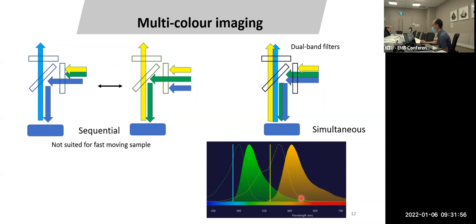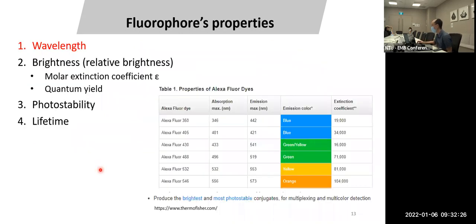So this is something you need to take note of, especially if you have a high expression level of the green dye. When you look at your orange channel, the high expression of the green dye might contribute quite a substantial amount of the intensity that you collect. So just take note of this. Unless you are imaging something very fast, I would suggest just sticking to sequential imaging.